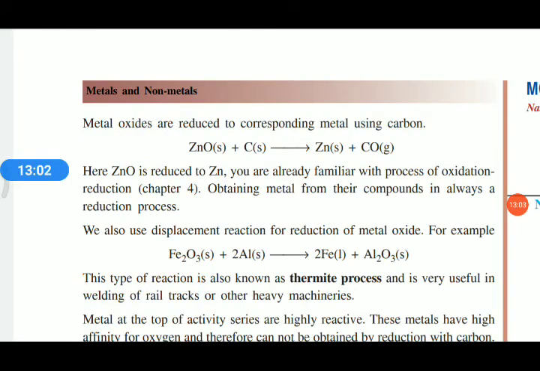Then metal oxides are reduced by using another element, carbon. ZnO plus C gives Zn, zinc, plus carbon monoxide. We already studied the oxidation and reduction process. We remove oxygen from zinc oxide by using carbon. We get zinc and carbon monoxide. We get the pure metal.